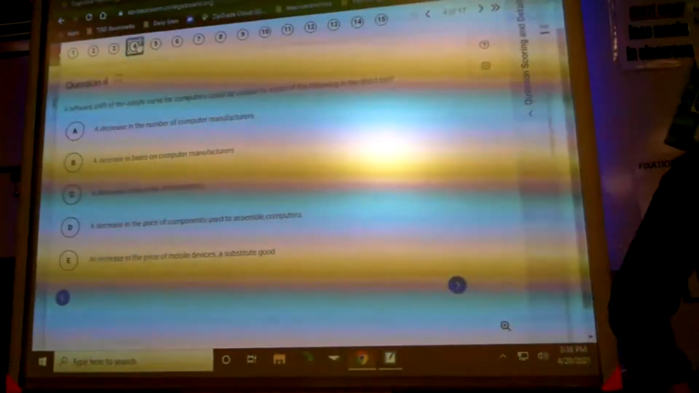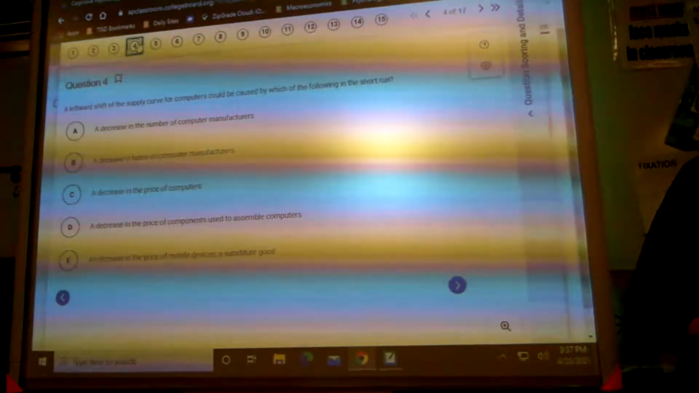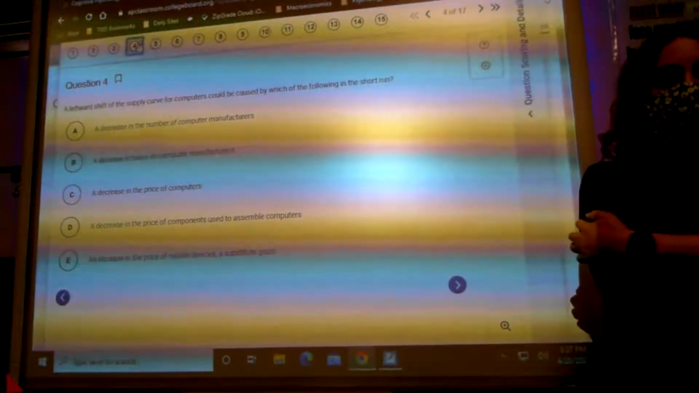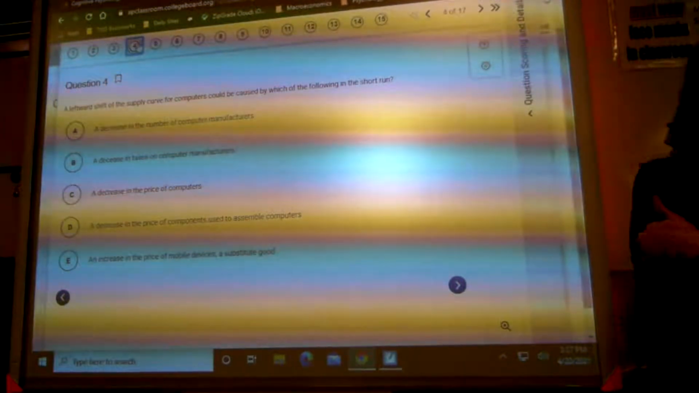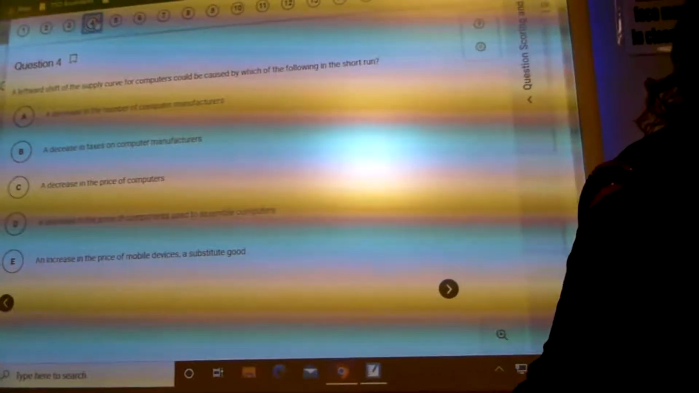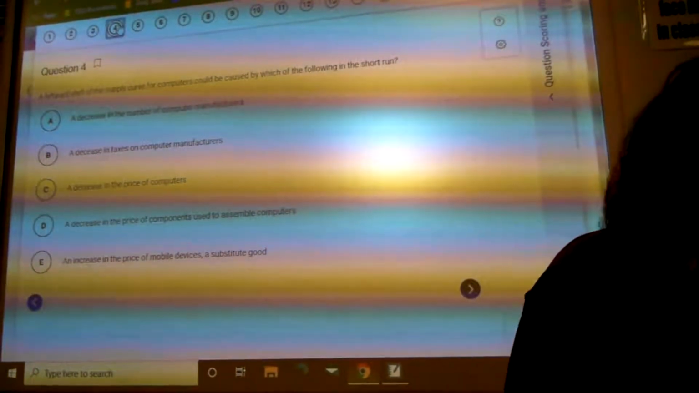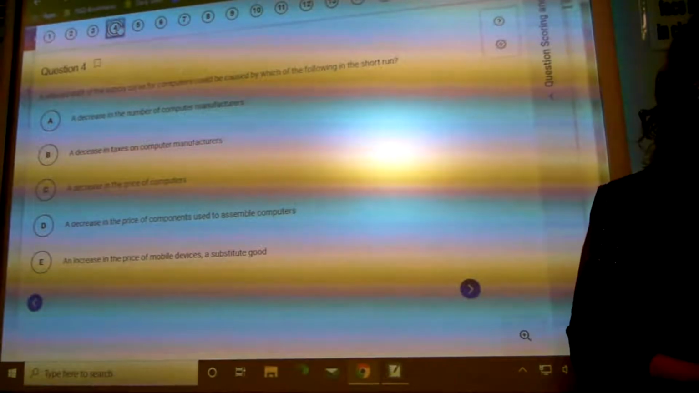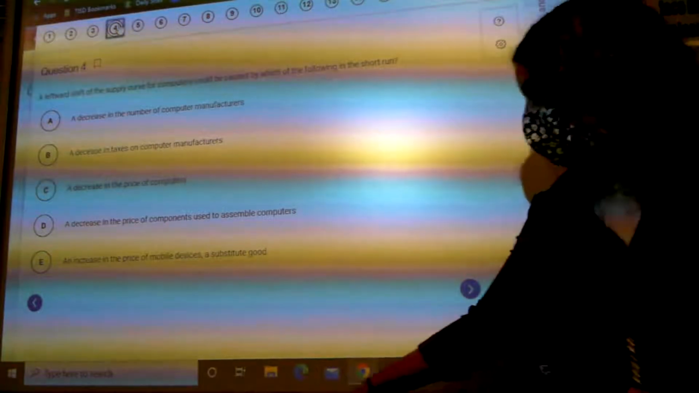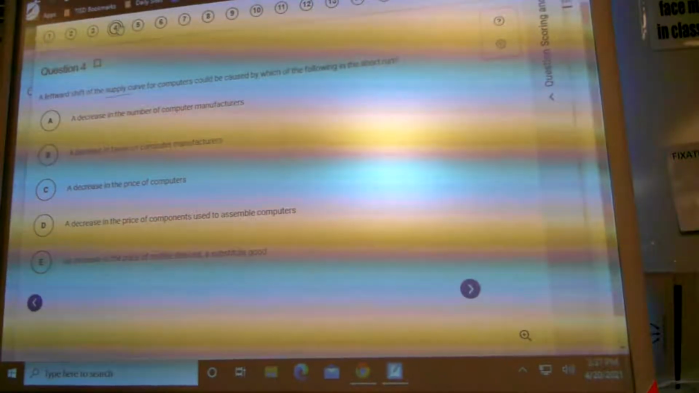A leftward shift of the supply curve for computers could be caused by which of the following in the short run? A leftward shift of the supply curve for computers would be caused by what? So look at your shifters for supply and see which one would cause a leftward shift of supply for computers. So those answers that have price in it have nothing to do with the PPF stuff. Well, remember, we're talking about supply. So we're talking about the supply and demand graph. And that has to do with prices.